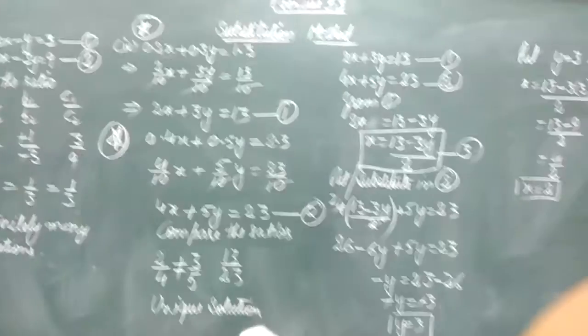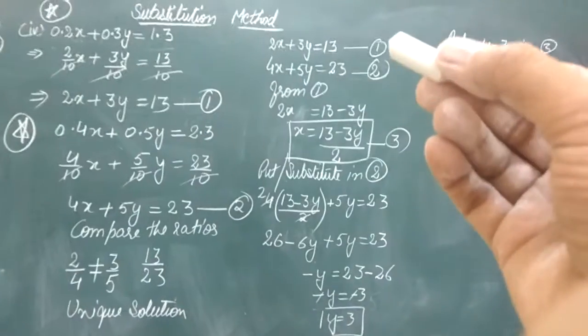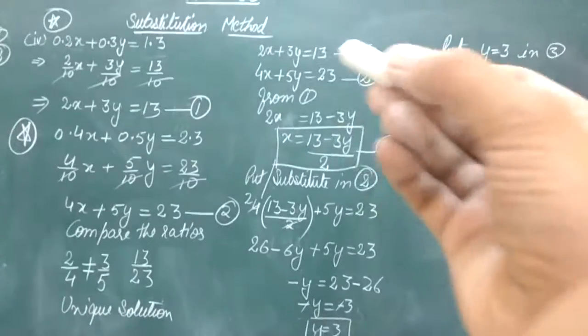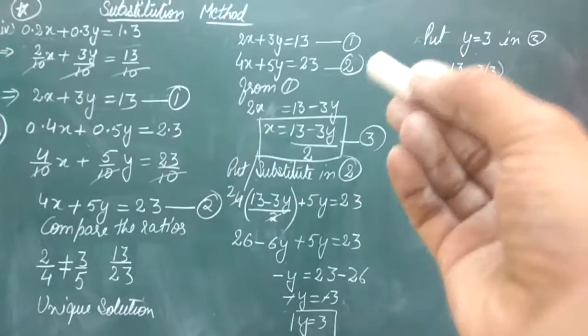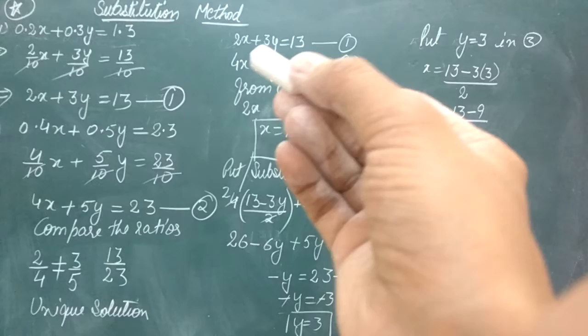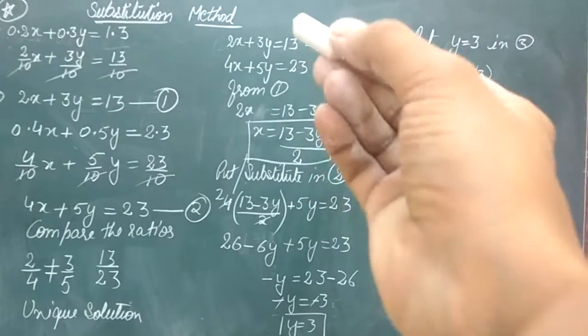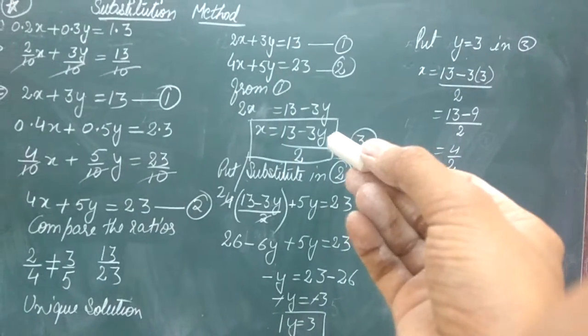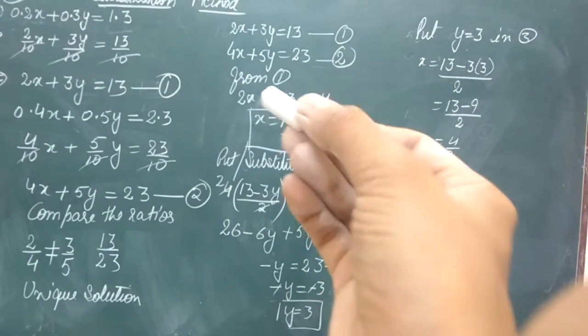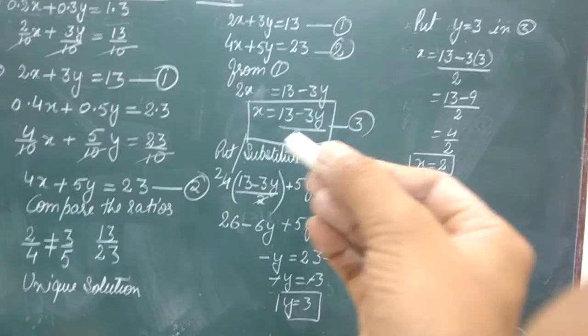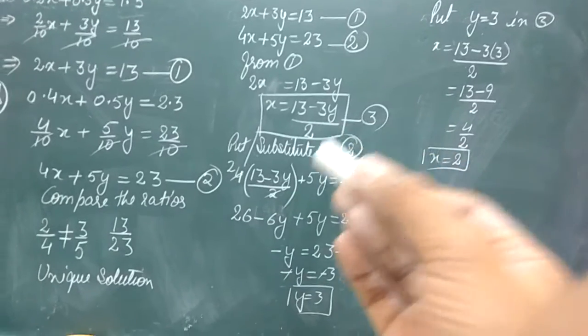So now, because a unique solution is there, let us follow the same substitution method. Let us write the two equations 1 and 2. From the first equation, 2x is equal to 13 minus 3y. But the coefficient of x in this is 2. We will take it in the denominator because multiplication is there. So x is equal to 13 minus 3y by 2.